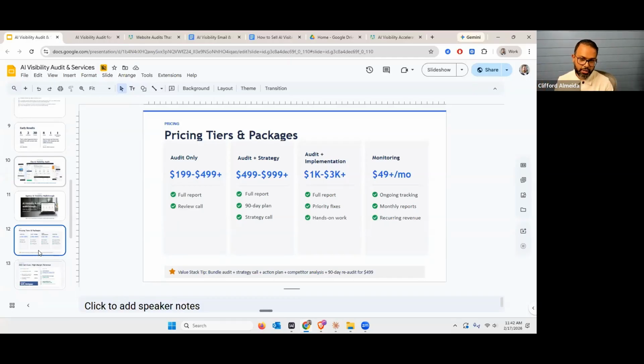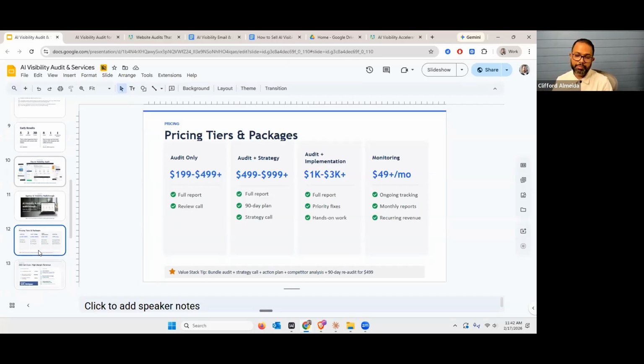Then you can say, hey, here's the audit report, 99, 199, you do 10 of them a month and you're done. But generally you want to have the conversation to then upsell everything else. It could be the audit plus a strategy. The good news is we do a lot of heavy lifting to show you things that you could be doing over the 30 to 90 days.